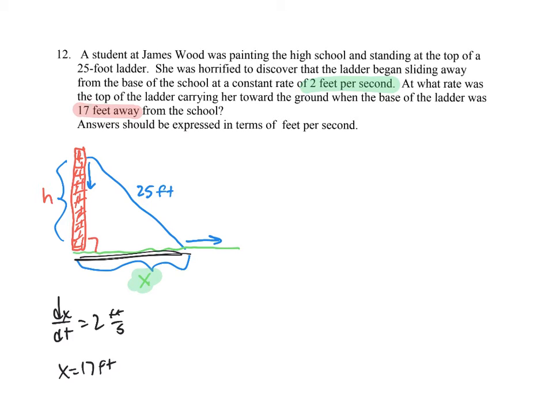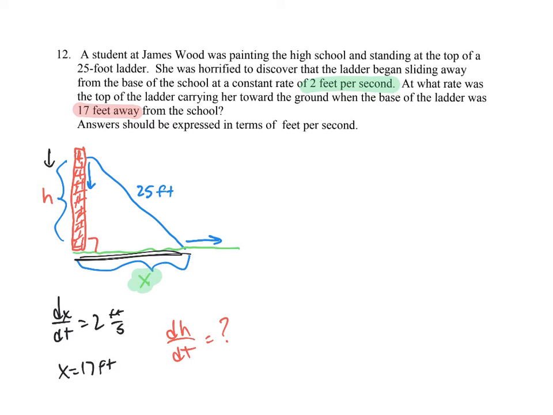What we're trying to find out is the rate. It says, at what rate is the top of the ladder carrying her toward the ground? So in other words, we're trying to find out how fast it's going down. That's dh/dt. That's what we're trying to find. Then I like to put a question mark on that because I don't know what it is.